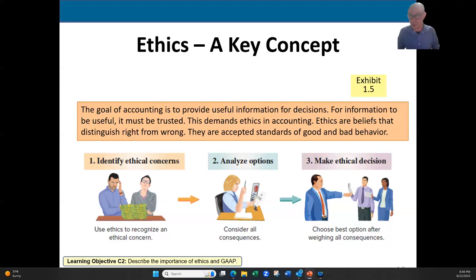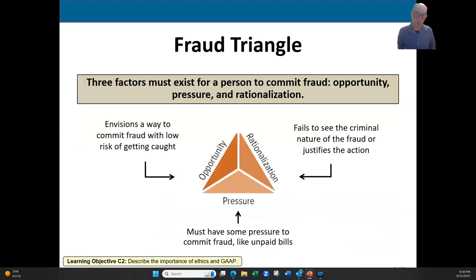Ethics involves transparency and trust, and the belief that people do the right things. It's important that we understand what ethics is, how we will use it in accounting, and how to identify potential ethical concerns. If you recognize a concern, we need to consider the consequences and select the best choice of action to resolve any type of ethical decision, ethical issue. And how do we identify an ethical concern? Through a concept called the fraud triangle, which exists to better understand how to identify a potential fraudulent action.